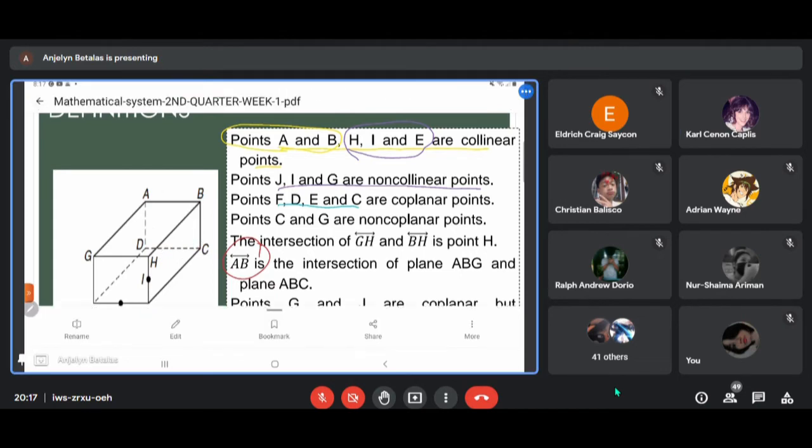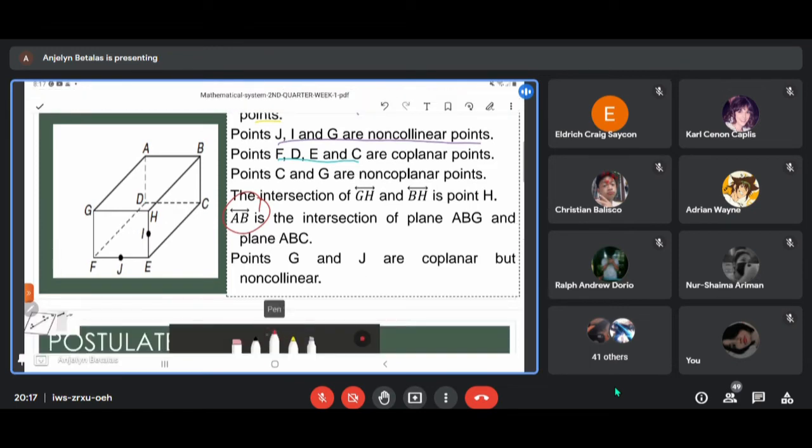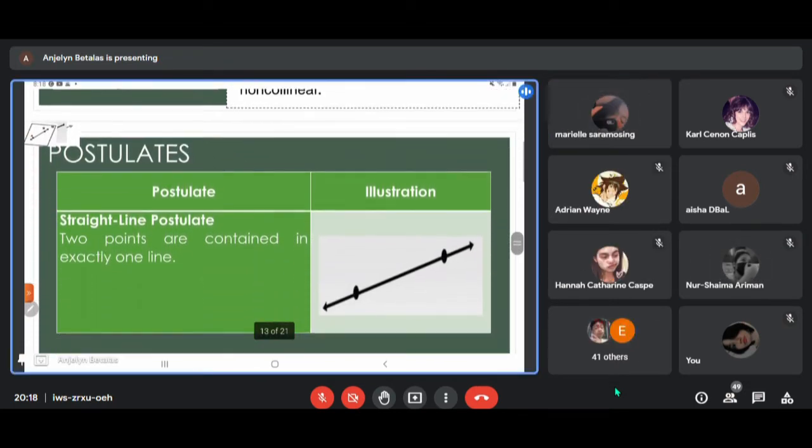Points G and J are coplanar but non-collinear. Draw G, and then J. They are coplanar, on the same plane, the side of the box. They are coplanar but non-collinear. G is collinear with H, and also F could be collinear, but J is different. So the statement is true. Understand? Yes, ma'am.